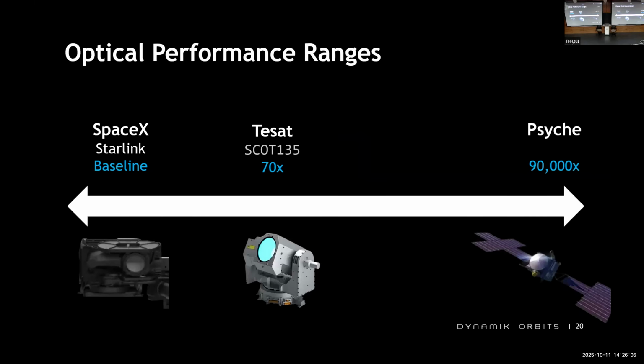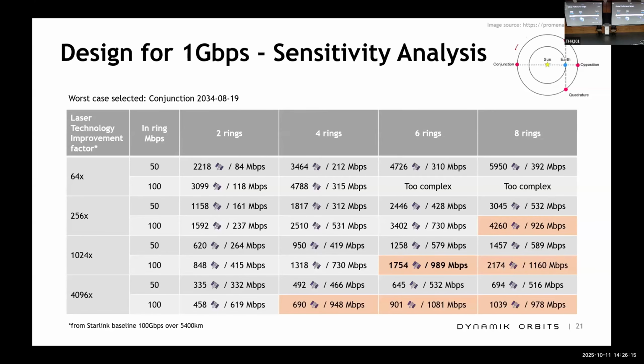Psyche, the NASA mission, offers a lot more. But of course, this is so much more expensive. This is a custom thing. What we need is a mass manufactured laser that is cheap, but has more performance.